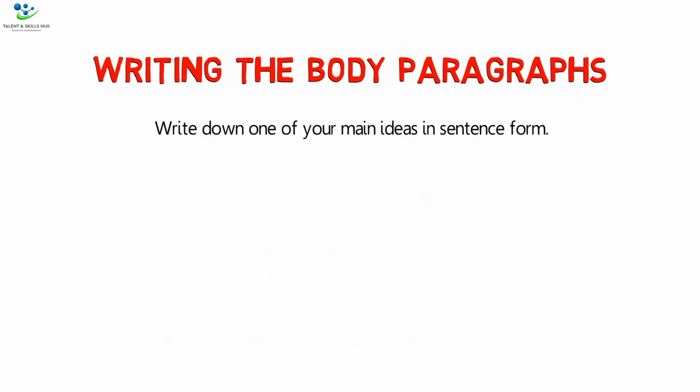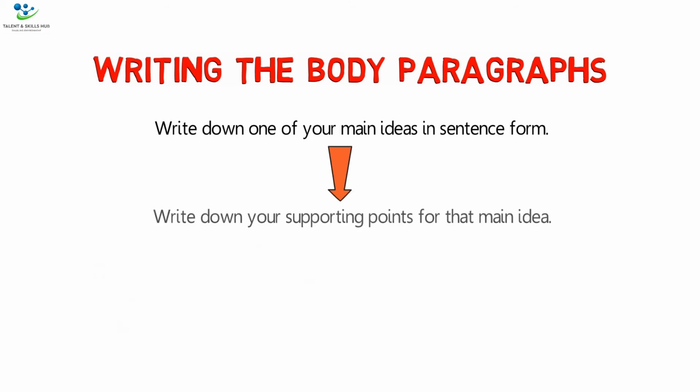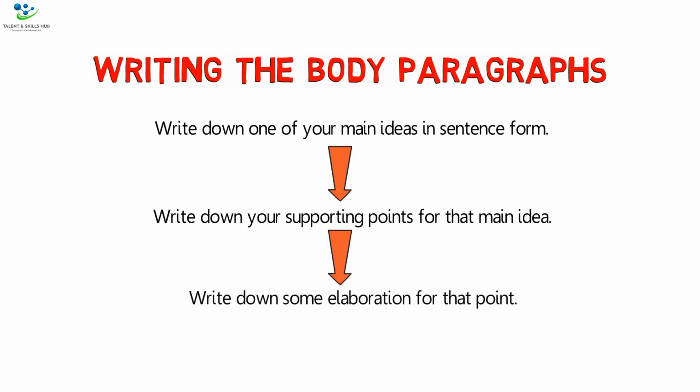Each body paragraph will have the same basic structure. Start by writing down one of your main ideas in sentence form. Next, write down each of your supporting points for that main idea, but leave 4 or 5 lines in between each point. In the space under each point, write down some elaboration for that point. Elaboration can be further description or explanation or discussion on a point. Once you have fleshed out each of your body paragraphs, one for each main point, you are ready to continue.